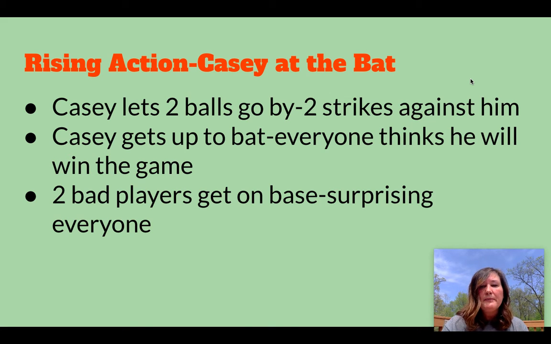Well, the 2 bad players get on base after the exposition, and everybody is surprised. Casey gets up to bat, and everyone thinks he'll win the game. The crowd is cheering. And then we see Casey's arrogance come into play. This is where we see his personality. He lets 2 balls go by. Nope, that's not my style, right? And he lets the 2 balls go by. We have 2 strikes against him. That is all of our rising action, and it is many, many stanzas.